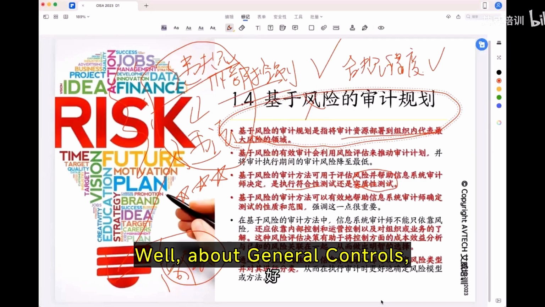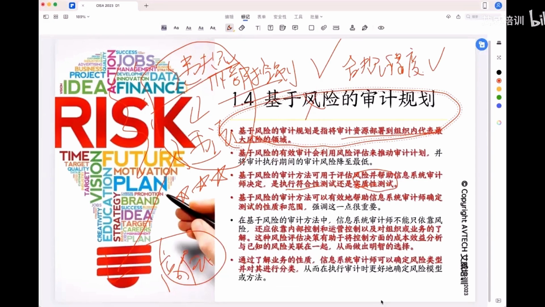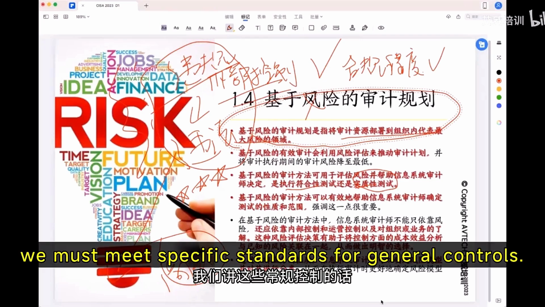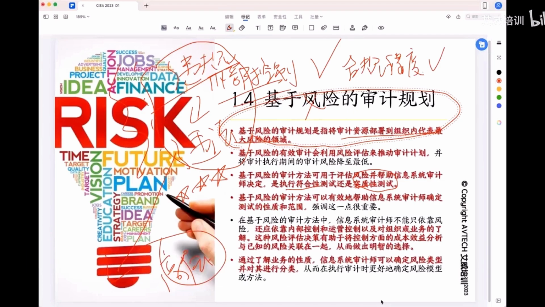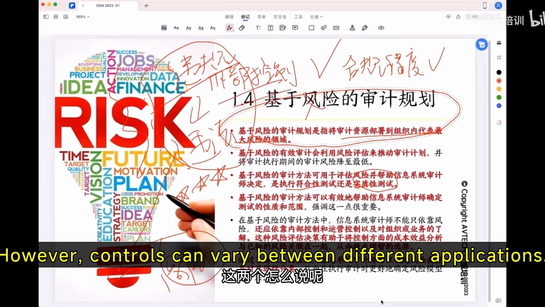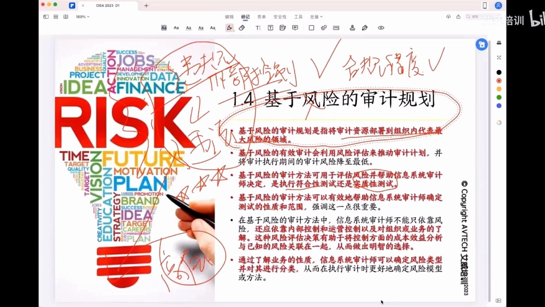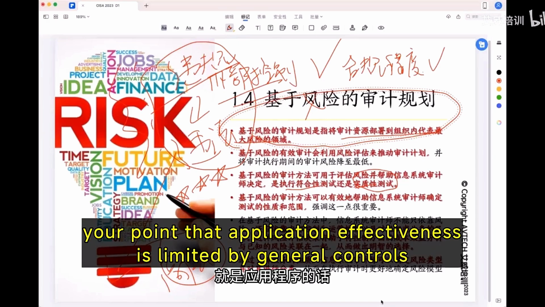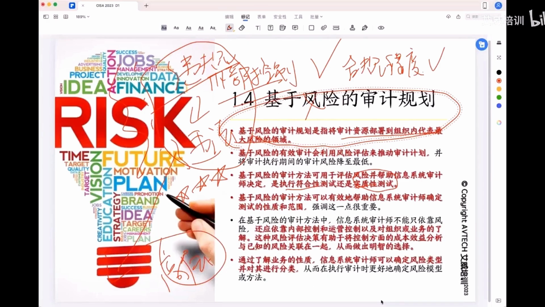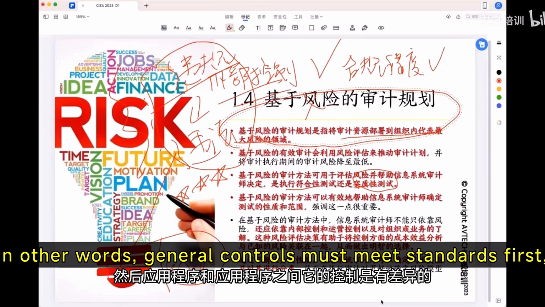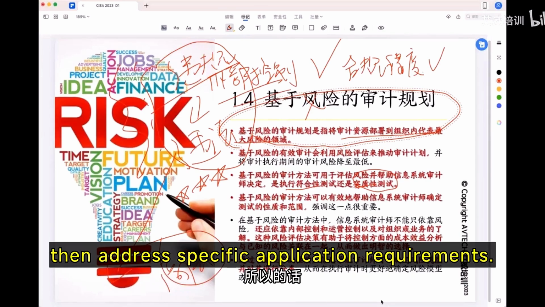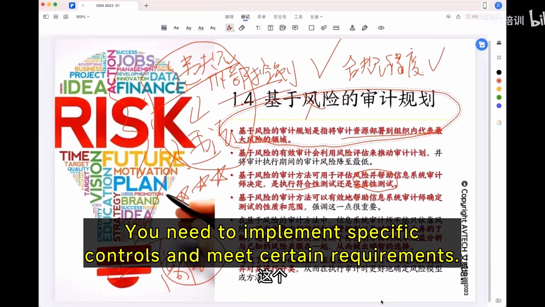Regarding these general controls, let me explain it this way. For applications, we must meet specific standards for general controls. However, controls can vary between different applications. Your point that application effectiveness is limited by general controls is correct. In other words, general controls must meet standards first, then address specific application requirements. You need to implement specific controls and meet certain requirements.